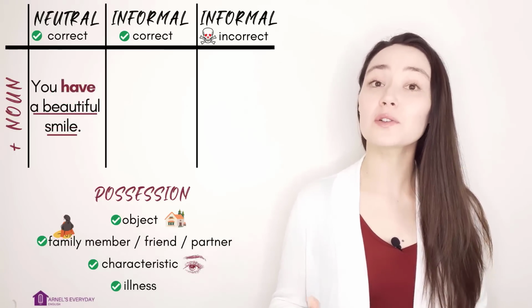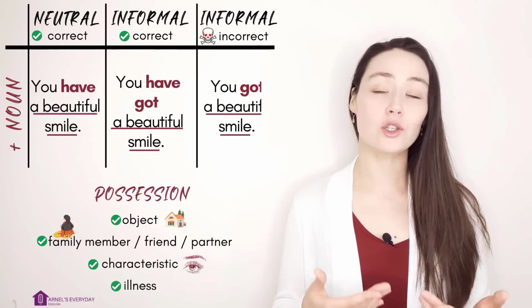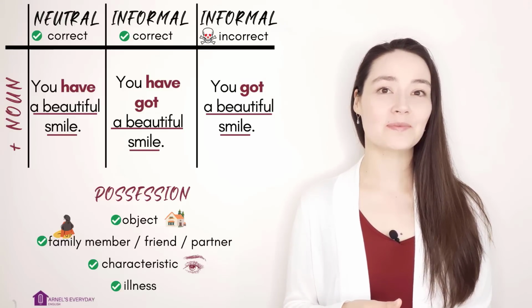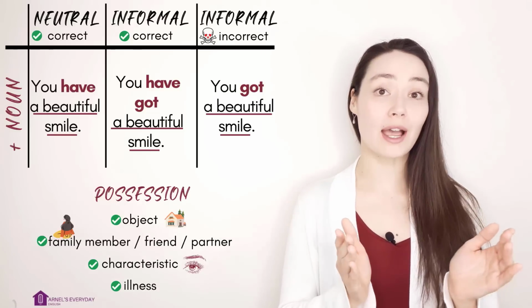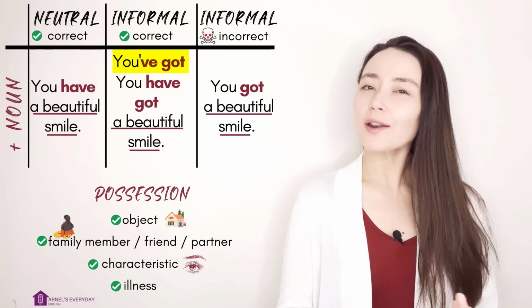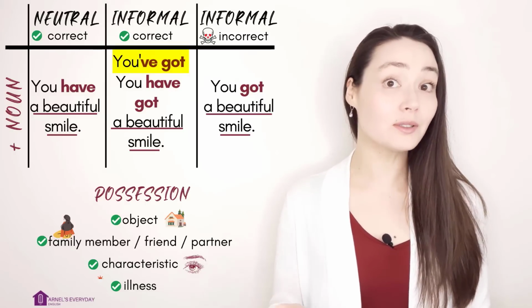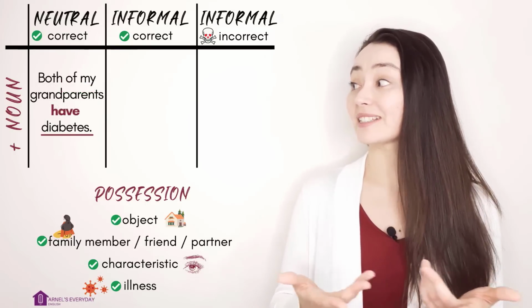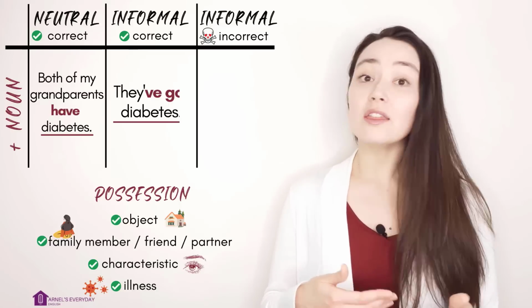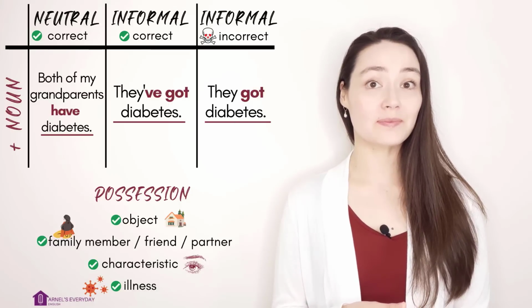You have a beautiful smile. You have got a beautiful smile. You got a beautiful smile. Let's make the second one a little bit more natural and contract: you've got a beautiful smile. A possession can also be an illness. Both of my grandparents have diabetes. They've got diabetes. They got diabetes.